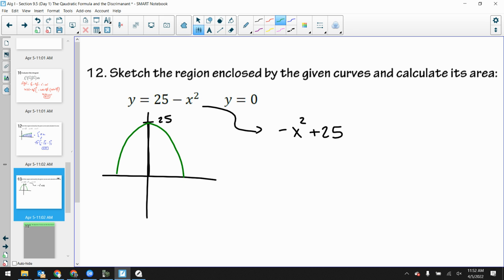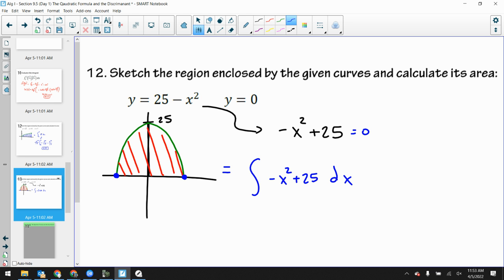And I know I want this area. Okay, so that means that I need to compute that as the integral of this, I'll write it this way, negative x squared plus 25 dx. But where are my endpoints? Well, I've got to figure out what these are. Well, how am I going to calculate that? Well, that's just the zeros of that parabola, right?